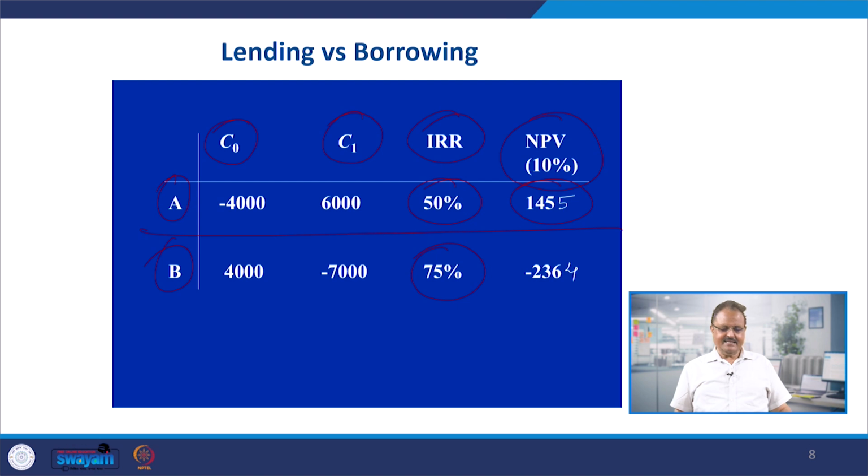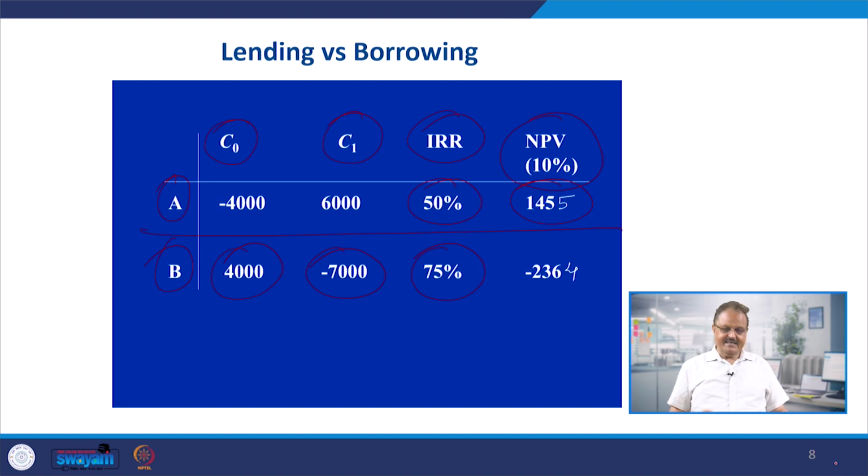But the second is the borrowing proposal. The second is not lending, it is borrowing, because 4,000 is positive. So 4,000 is not going out of our pocket as investment. We are borrowing 4,000 from some source, and then returning it after a one-year period. In the C1 period, we are returning 7,000 rupees back to that source. Though in percentage terms it is 75%, this is the borrowing rate.